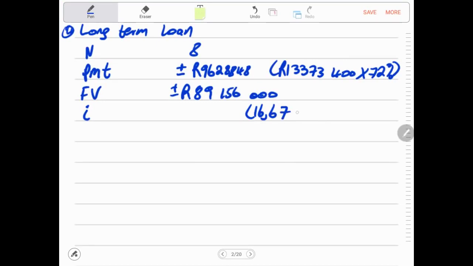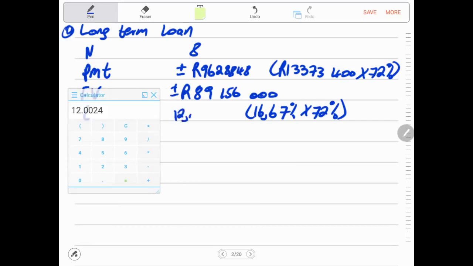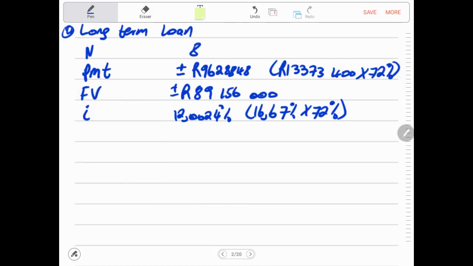So we have 16.67% before tax, and we need to deduct 28%. I just want to show this once again. This is a percentage. We need to deduct 28% on that, which we don't have to say minus 28%, we can just multiply this by 72%. Then we check our interest after tax has been deducted: 16.67 times 0.72 is 12.0024. So this is just 12%. You can just say 12%, no problem.